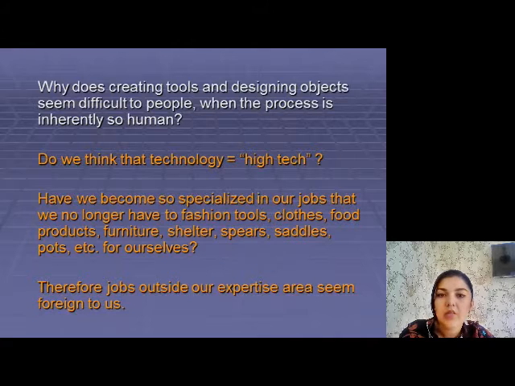Why does creating tools and designing objects seem difficult to people when the process is inherently so human? Do we think that technology, high-tech, have we become so specialized in our jobs that we no longer have to fashion tools, clothes, food products, furniture, shelters, spears, saddles, pots for ourselves? Therefore, jobs outside our expertise areas seem foreign to us.